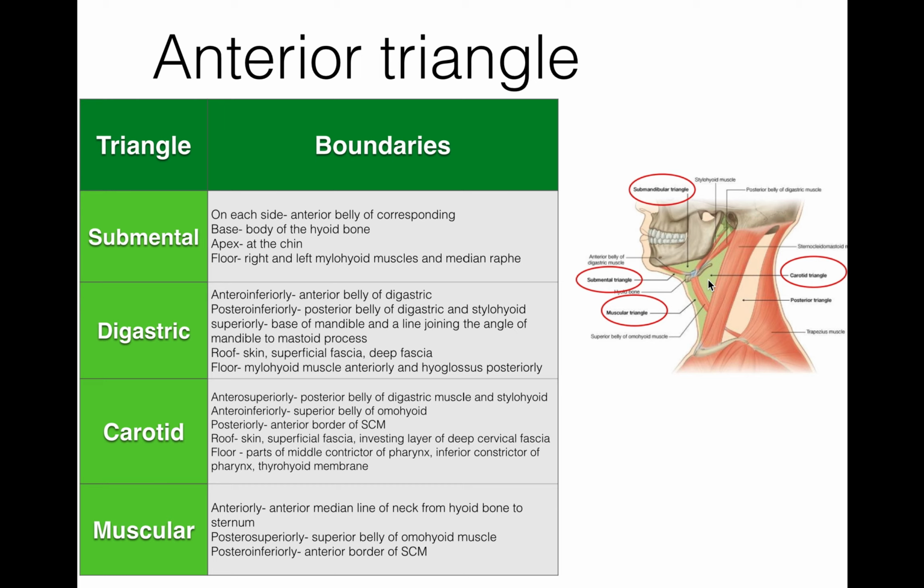And then the muscular triangle: the anterior part is formed by the anterior median line of the neck from hyoid bone to the sternum, and posterior superiorly there's the superior belly of the omohyoid muscle, and posterior inferiorly the anterior border of the sternocleidomastoid muscle.